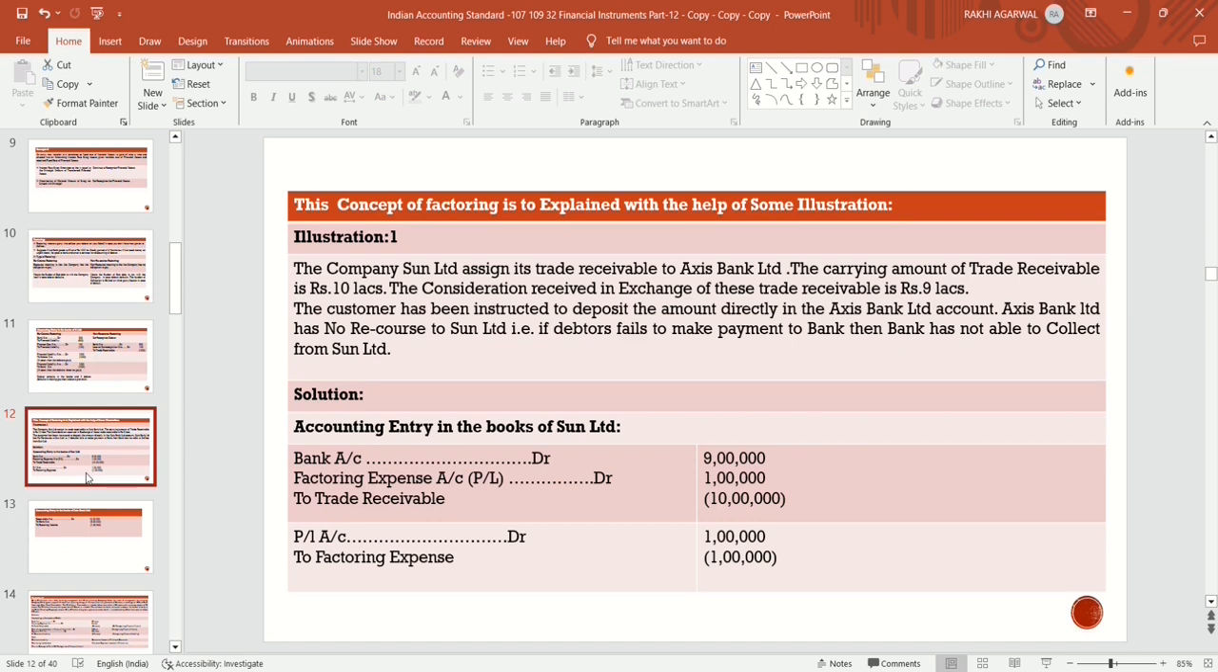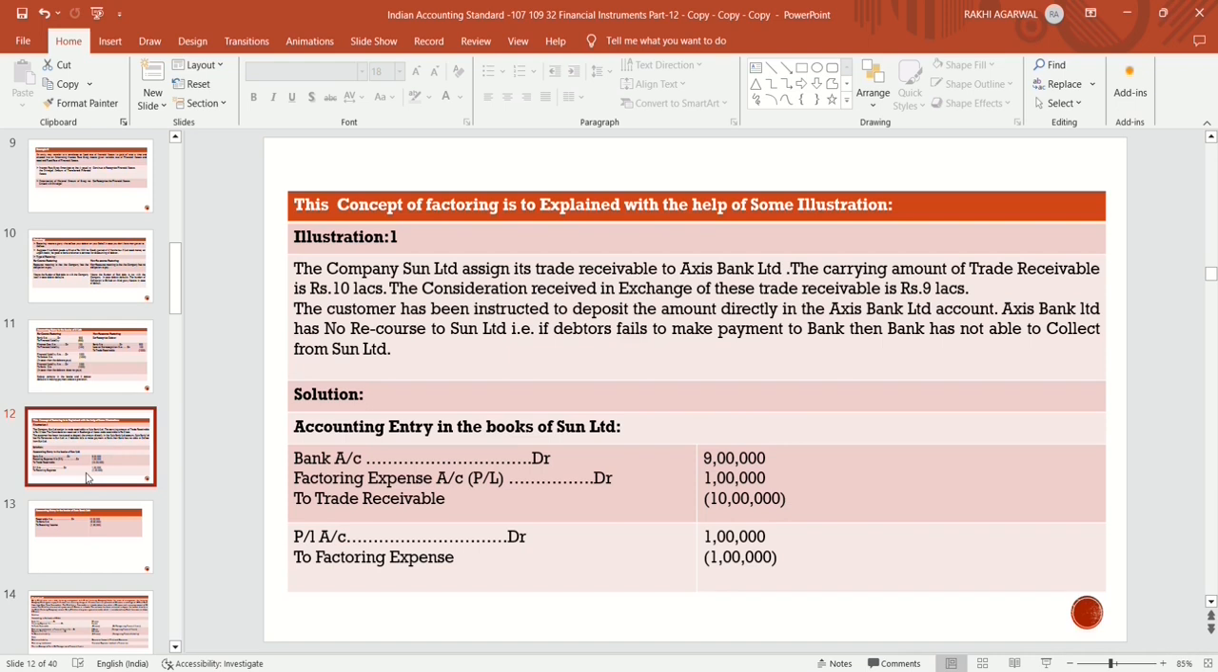Illustration 1. The company Sun Limited assigns its trade receivable to Axis Bank Limited. The carrying amount of the trade receivable is rupees 10 lakh. The consideration received in exchange of these trade receivables is rupees 9 lakh. The customer has been instructed to deposit the amount directly in the Axis Bank Limited account. Axis Bank Limited has non-recourse to Sun Limited.